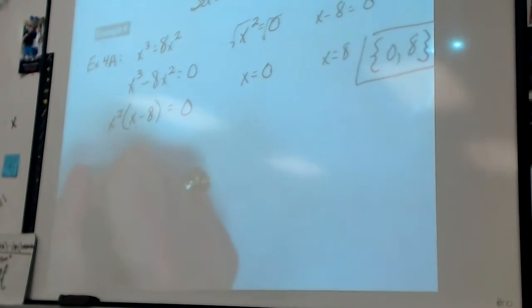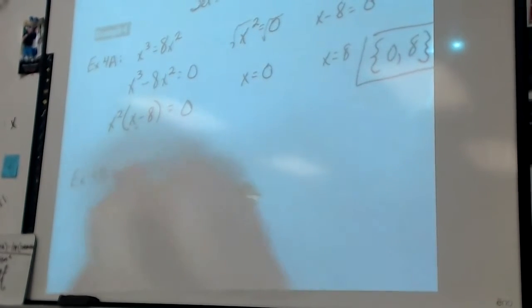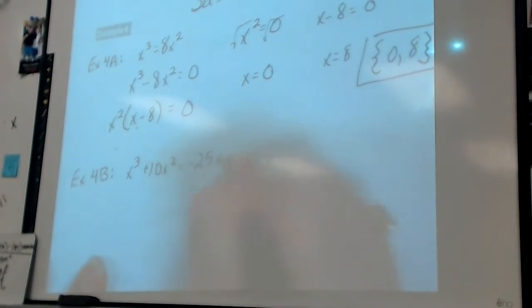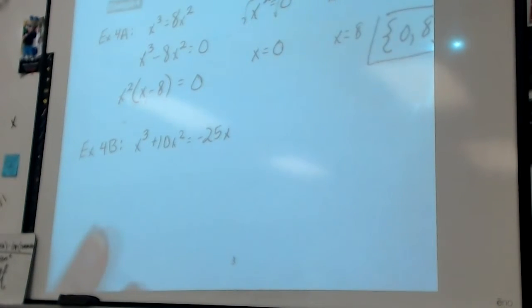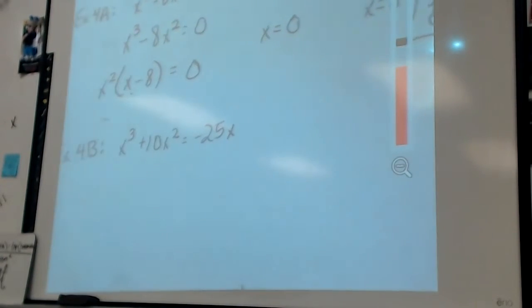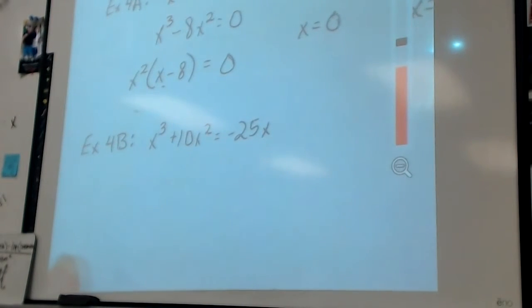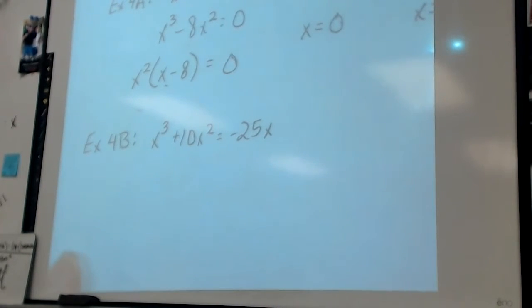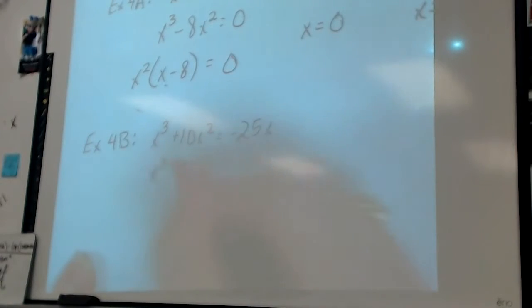Okay, now look at this one. And again, we're solving. x cubed plus 10x squared equals negative 25x. What are we going to do first, Aliana? Set it equal to 0, and how do we do that, Aliana? Add the 25x to both sides, so we have x cubed plus 10x squared plus 25x equals 0.